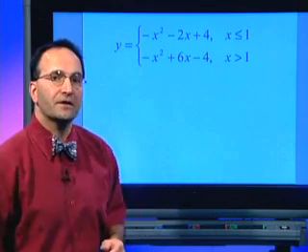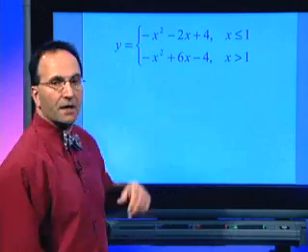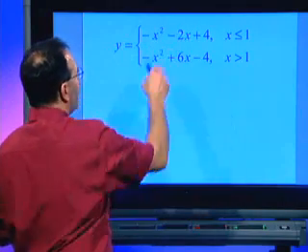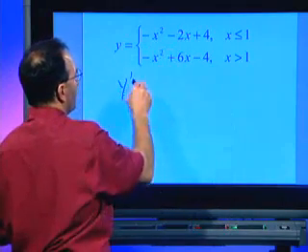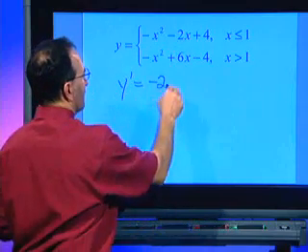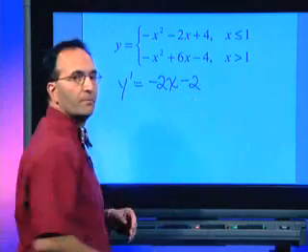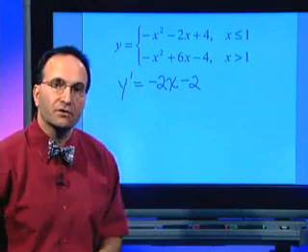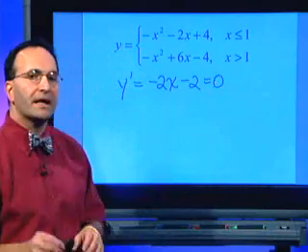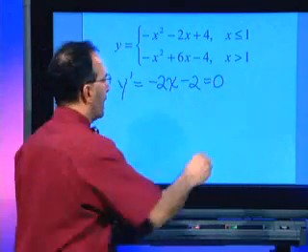Let's find out how you did on this problem. The first thing you should have done would be to find the first derivative. So let's take the top function first. So y prime would be equal to negative 2x minus 2. Now, we set that equal to 0 to find the critical points. And when we do that, we come up with x equaling negative 1.